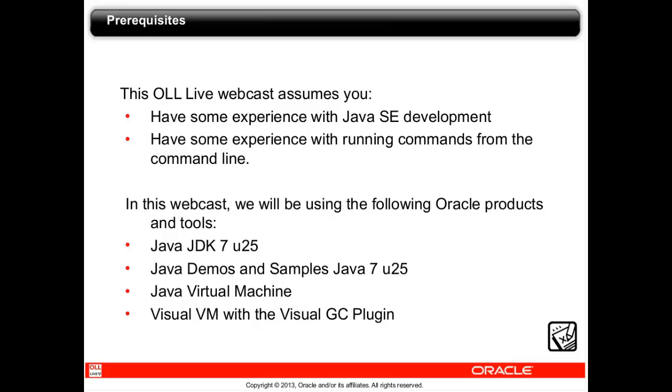If you want to do anything in here or in the OBE, you need to use the latest version of Java 7. We also will be using something there at the bottom. You can see Visual VM and the Visual GC plugin. Visual VM comes with the Java JDK, so that's a free tool that comes with all versions of Java.